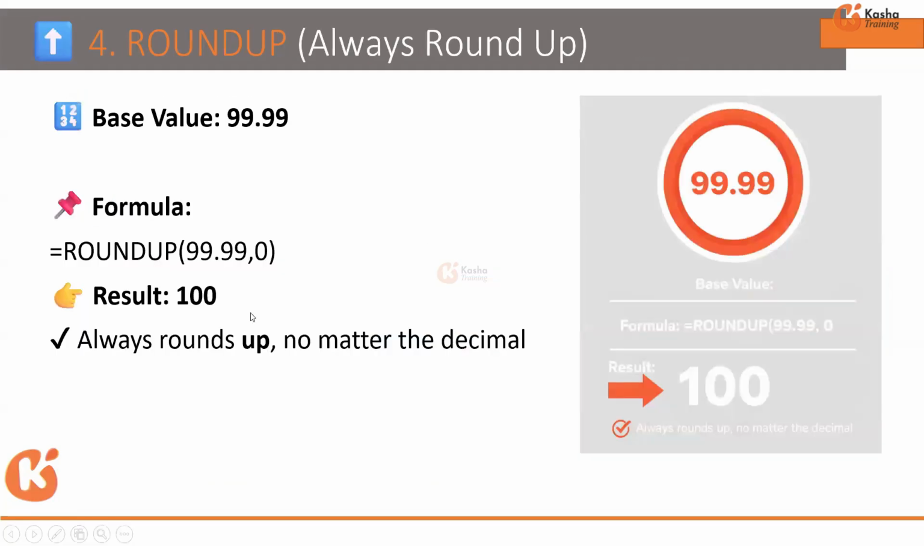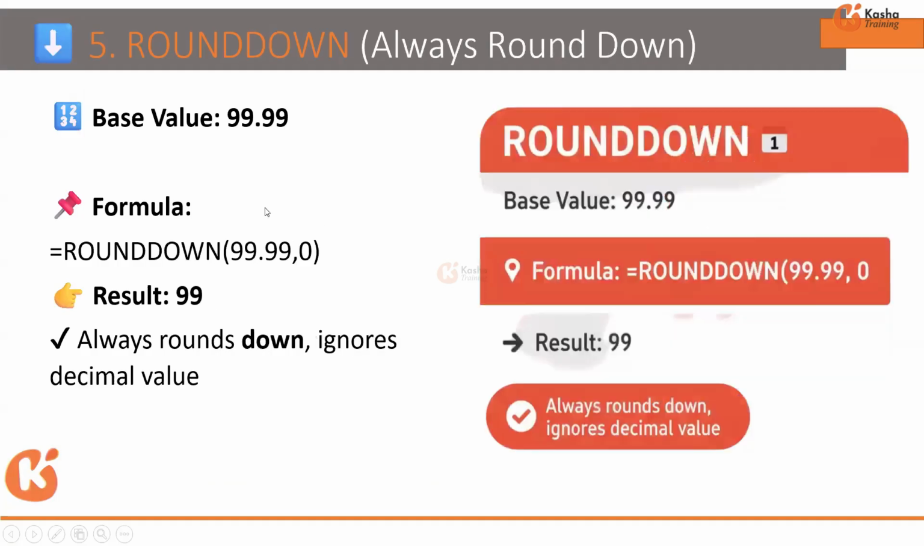And ROUNDUP is just rounding up. You can see the base value here is 99.99, and if you add the formula ROUNDUP, it will give you the result as 100 because it is rounding up. No matter how small the decimal is, it will just round up. Now let's see another formula, which is ROUNDDOWN. It will always round down. Again, this is a base value, and if I add my formula ROUNDDOWN here, it has given me the result of 99.